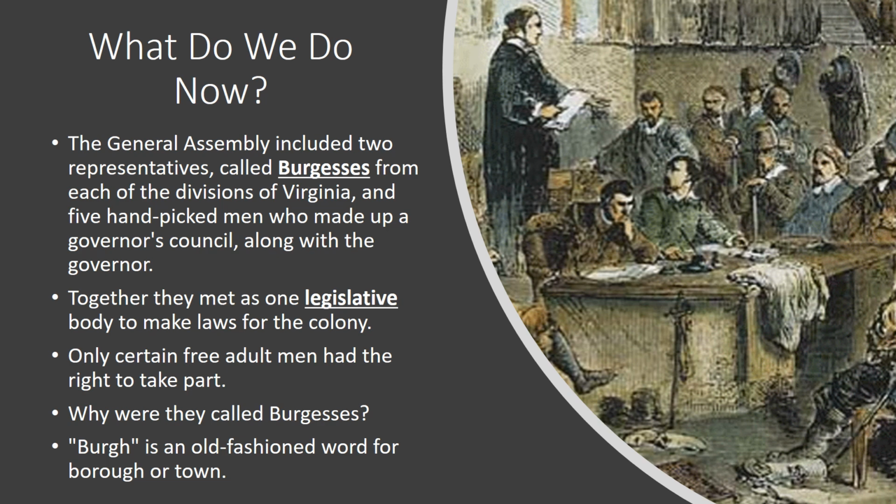What do we do now? The General Assembly included 2 representatives called Burgesses from each of the divisions of Virginia, and 5 hand-picked men who made up a governor's council along with the governor. Together, they met as one legislative body to make laws for the colony. Only certain free adult men had the right to take part. Why were they called Burgesses? Burg is an old-fashioned word for borough or town.